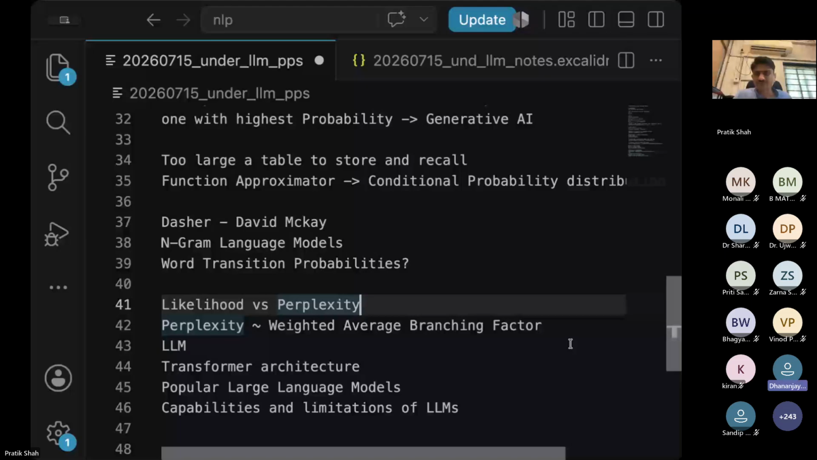For example, if I type good morning, ChatGPT will answer me good morning. So it depends. Every time it need not give you good morning. Every time it will draw a number, and based on the number, it will pop out a word. So that's why we call it generative.